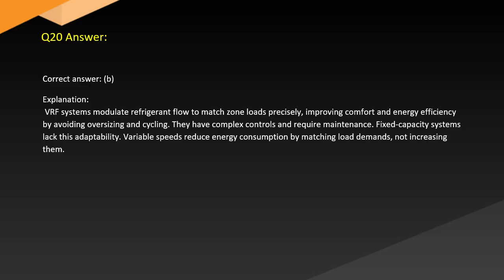Answer. Correct answer: B. Explanation. VRF systems modulate refrigerant flow to match zone loads, improving comfort and energy efficiency by avoiding oversizing and cycling. They have complex controls and require maintenance. Fixed capacity systems lack this adaptability. Variable speeds reduce energy consumption by matching load demands, not increasing them.